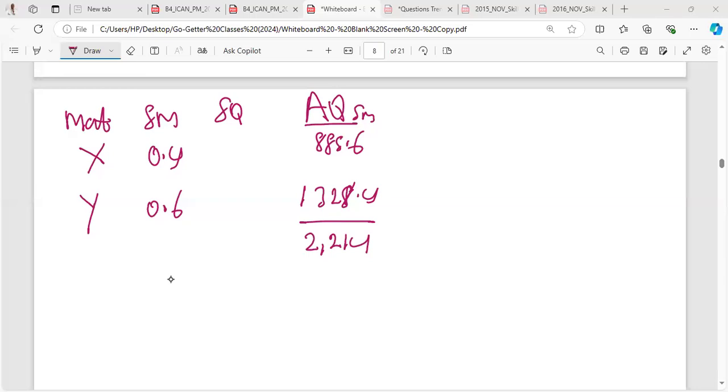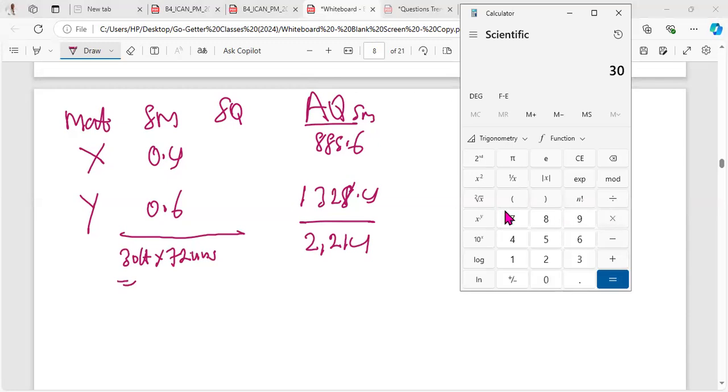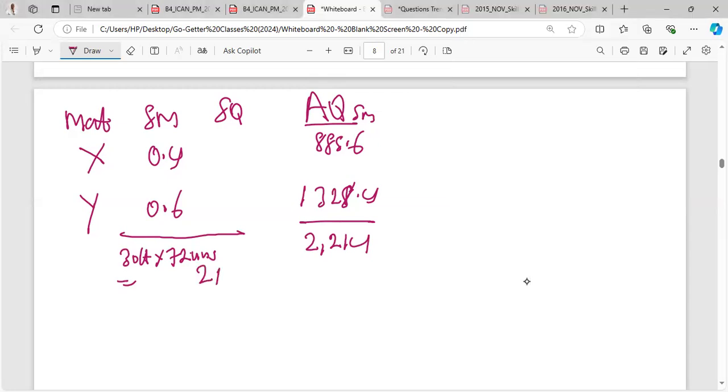So here, standard quantity should be 30 liters times 72 units, which gives us 30 multiplied by 72. That gives us 2160. That is 2160, and that is 2214. So let me put them on the same line.